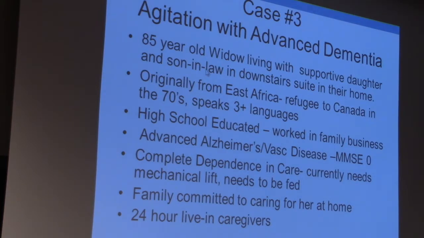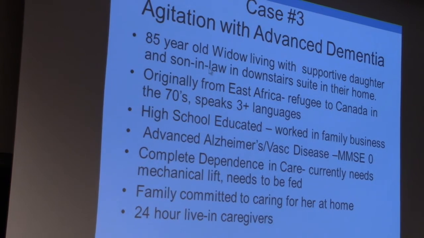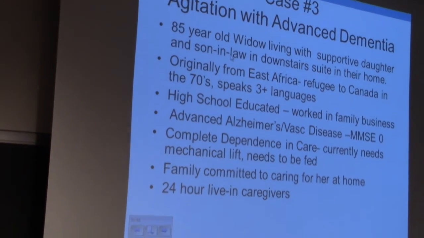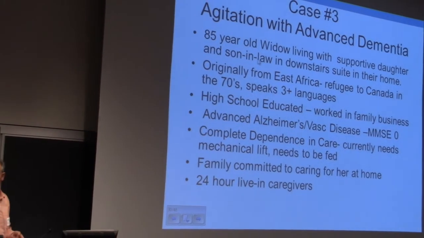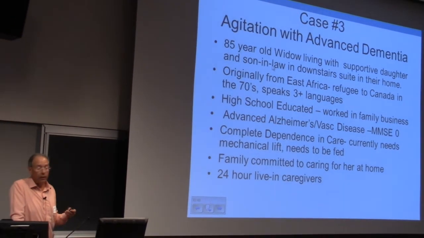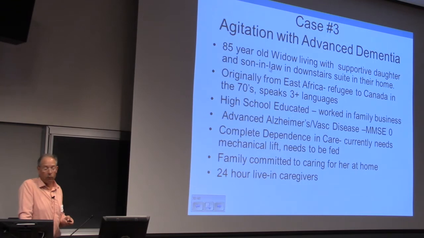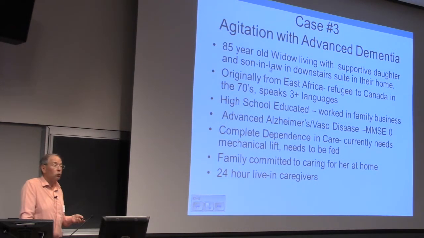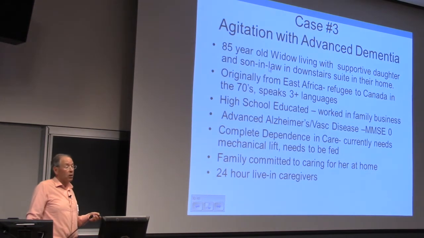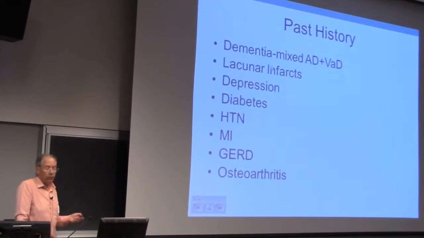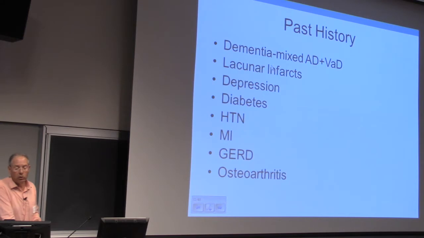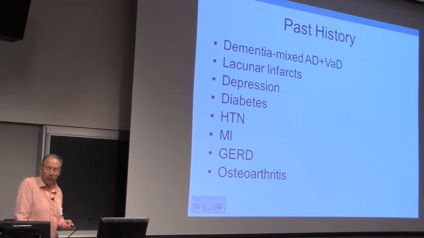And she had advanced Alzheimer's, a mix of Alzheimer's and vascular dementia. Her MMSE was 0. She was at the floor. You couldn't measure her cognitive function. She was completely dependent in her care, currently needed a mechanical lift, and she needed to be fed. And her family were really committed to keeping her at home, and they had actually hired 2 24-hour live-in caregivers, which was very expensive.